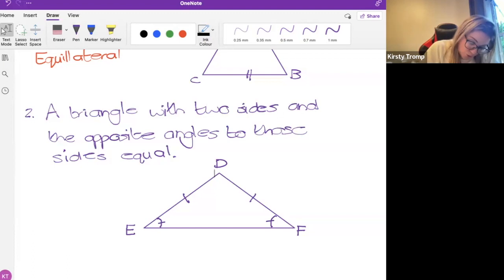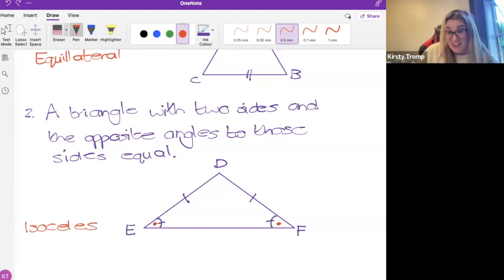Sometimes what they could also do, guys, is, and our board again is not allowing it, sometimes they draw a dot here and a dot here to show that those angles are also equal. So just like you said, that is called an isosceles triangle. I also really like that triangle because I know how to spell that one, and it's not as complicated as equilateral triangle, not so fancy. So isosceles triangle.